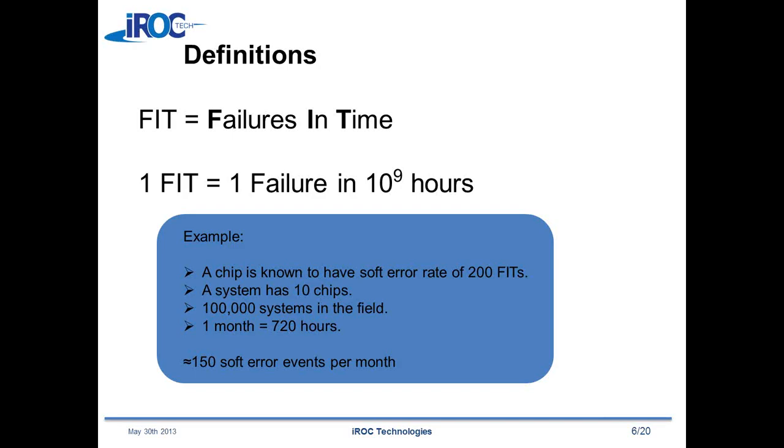So let's say we have a chip that has 200 FITs, which could be a system on chip today, that's in that order of magnitude of failure rate. If you have a system that maybe has 10 chips in it and you have 100,000 systems, then you could be looking at on the order of 150 soft error events per month. So that sets the scale: it is not completely negligible.